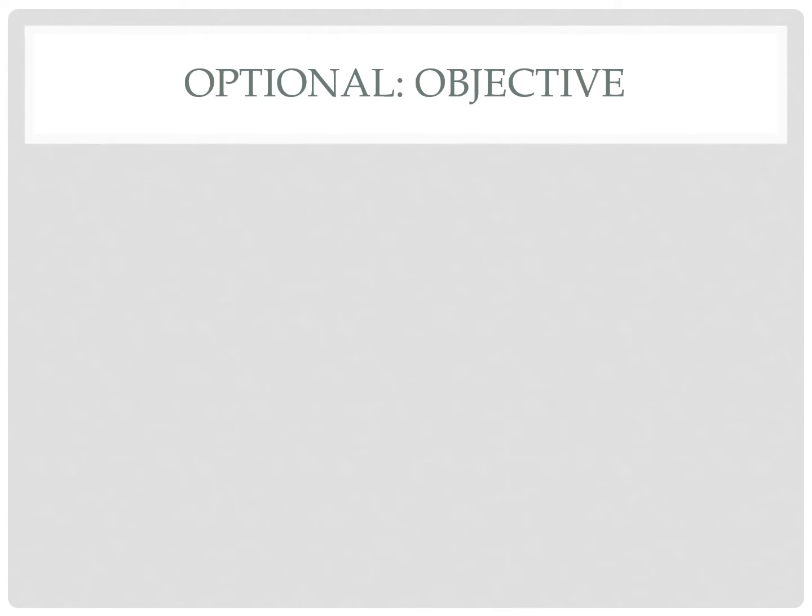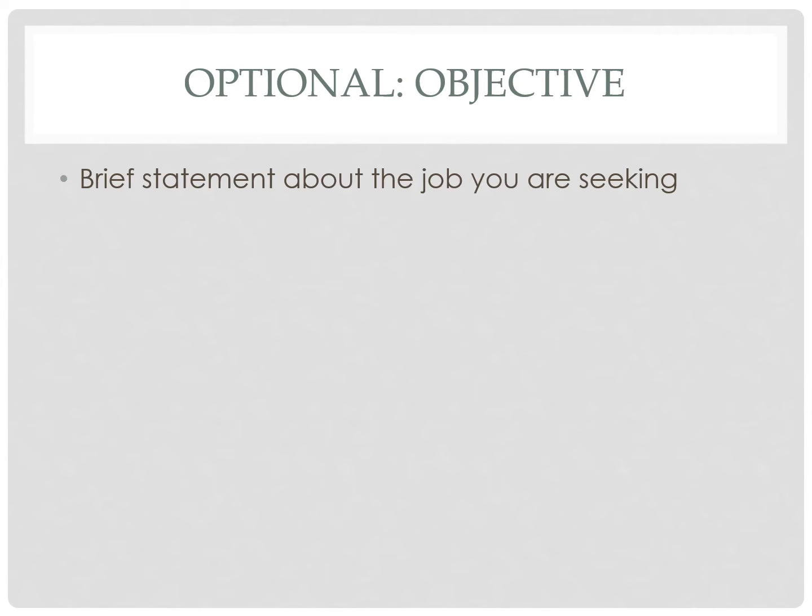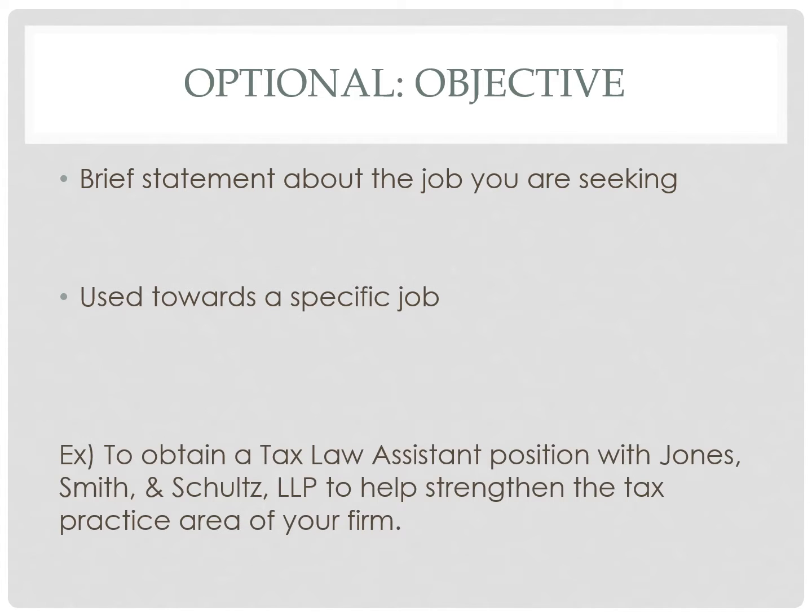Below the header section is the objective section. This section provides a brief objective statement about your objective and goal once you receive the position you are applying for. This section is usually directed towards a specific job. Here would be an example. To obtain a tax law assistant position with Jones, Smith & Schultz, LLP to help strengthen the tax practice area of your firm.